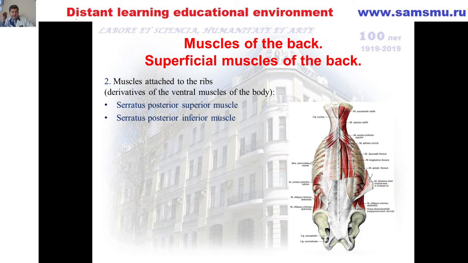The serratus posterior inferior muscle lies in the same plane as the superior muscle, you may see on this picture, but its fibers run in the opposite direction, originating from the thoracolumbar fascia in the region of the spinous processes of two lower thoracic and upper two lumbar vertebrae. It's inserted by fleshy slips into the posterior surfaces of the 9th to 12th ribs.